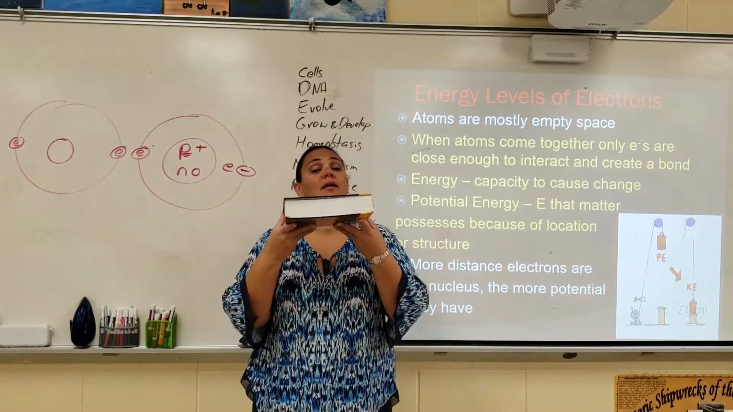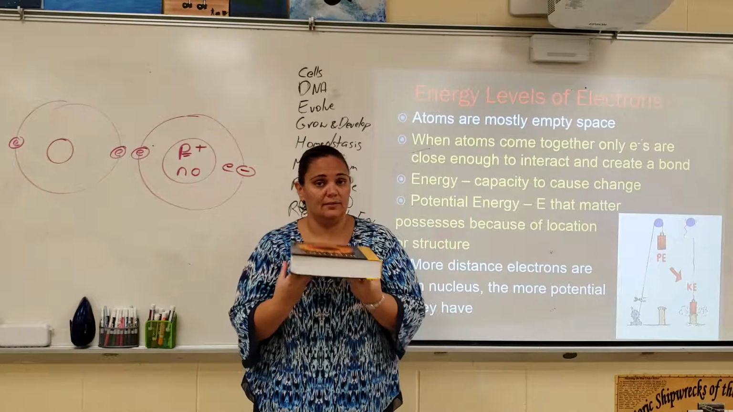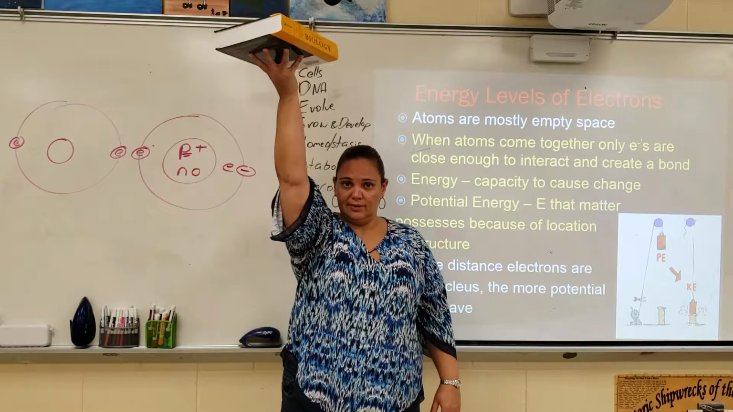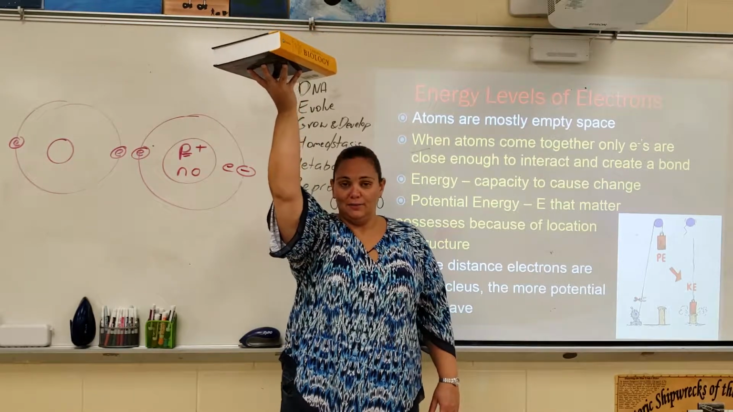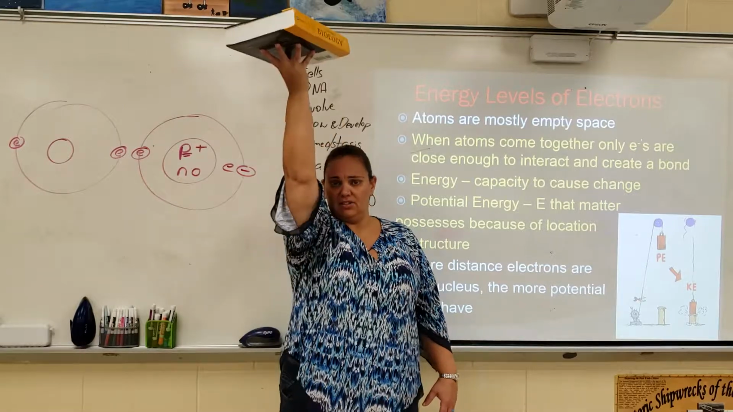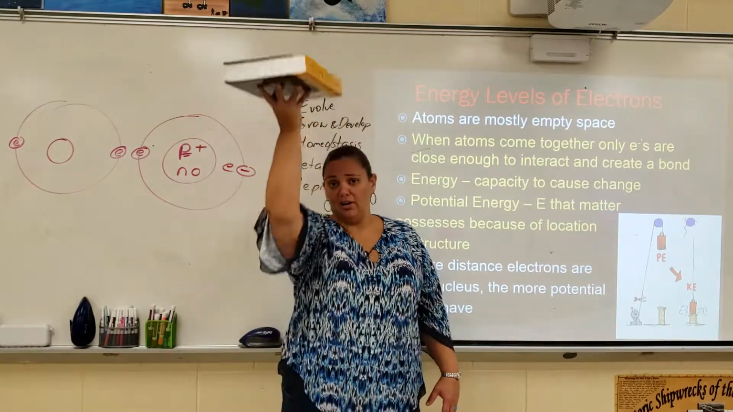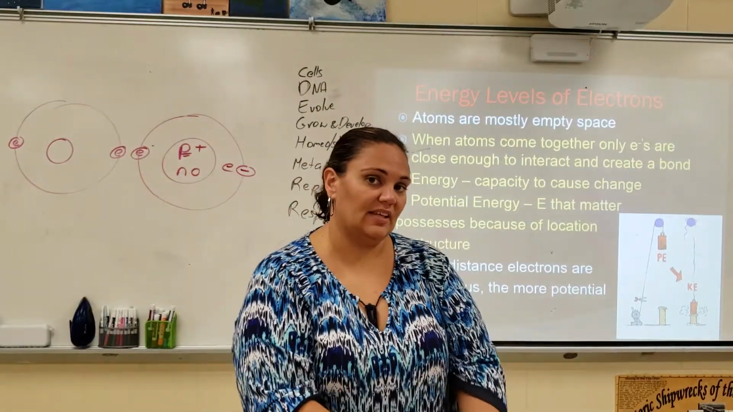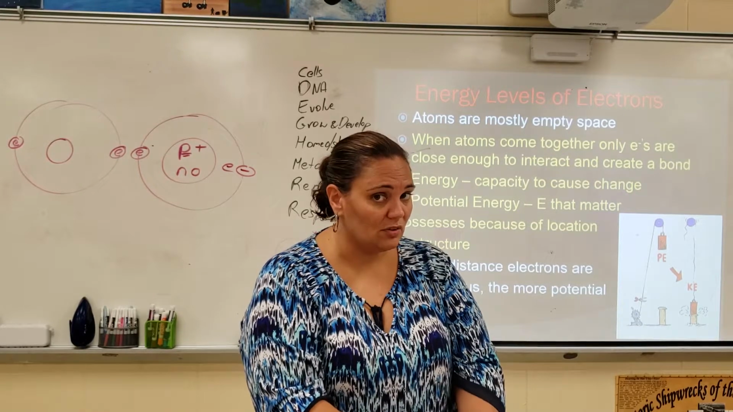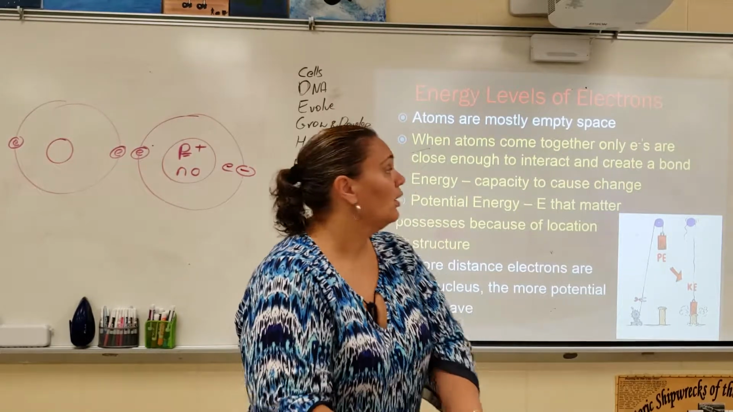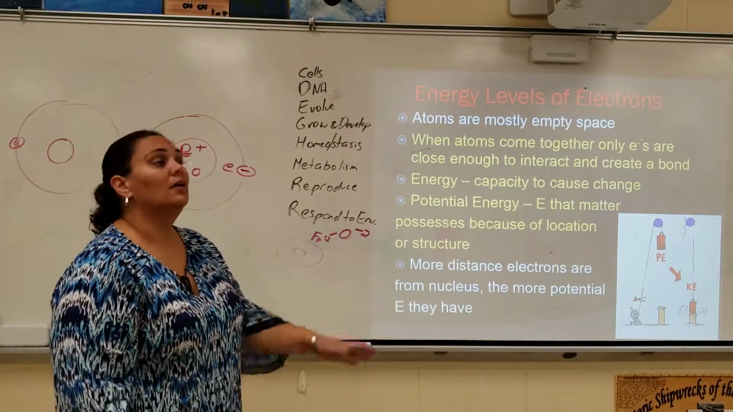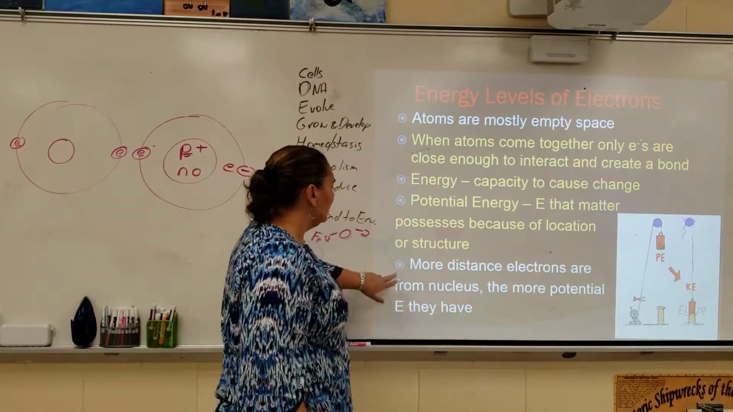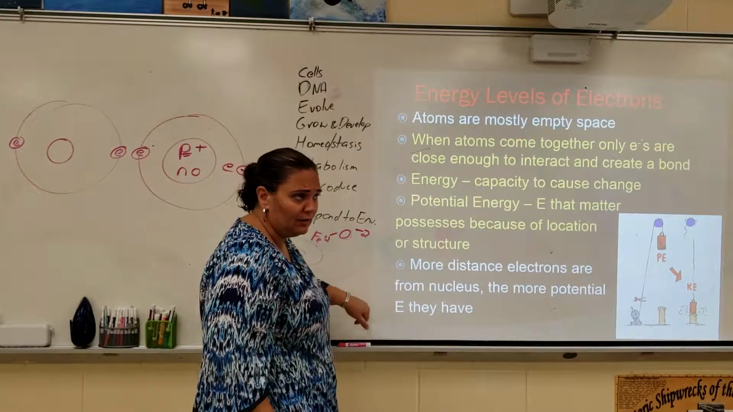Because it's heavier. Now, same book, different height. This was the original height. This is the second height. I'm not releasing it. But which one of the two heights is going to have the greater potential energy? The one higher up. Exactly. So sometimes the same thing, at different heights and locations, is going to have different potential energy. Keep that in mind as we talk through electrons and different orbital levels and all that fun stuff. Now, the more distant electrons are from the nucleus, the more potential energy they have.